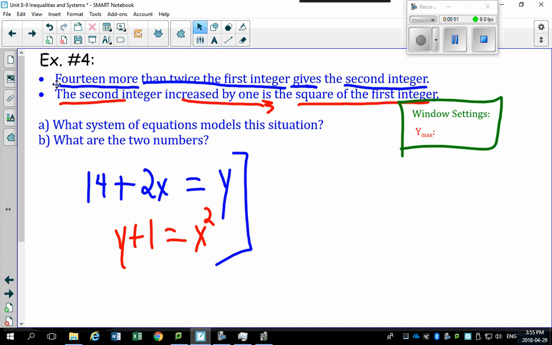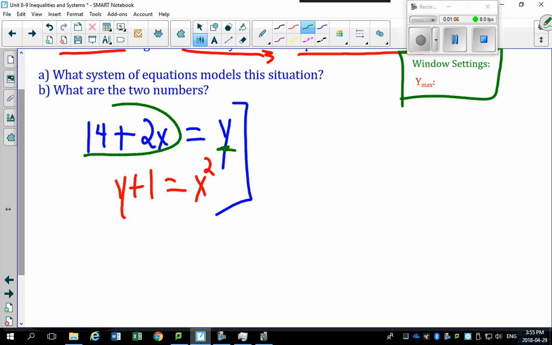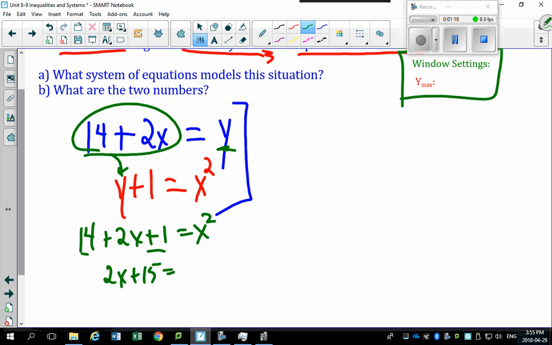Because honestly, I wouldn't do this any other way but algebraically. I wouldn't even put this on your calculator. What's the point? Okay, so here we go. Let's do this algebraically. Why would I choose algebraically? Look, this is already y equals 14 plus 2x. So take this guy right here, plunk it right in. Look what I got. I got 14 plus 2x plus 1 equals x squared. Check this out. Combine this guy and this guy. So I've got 2x plus 15 equals x squared.